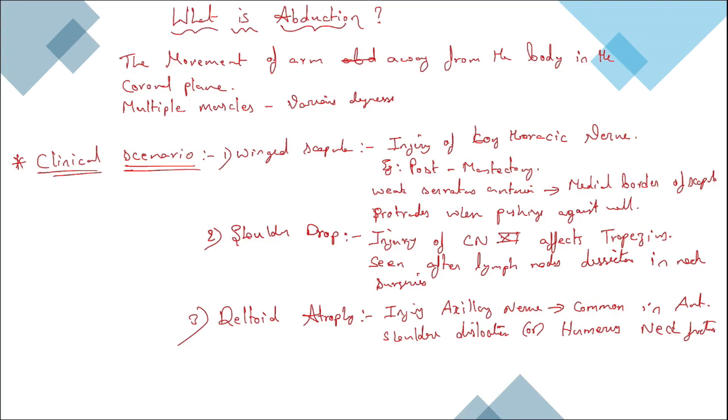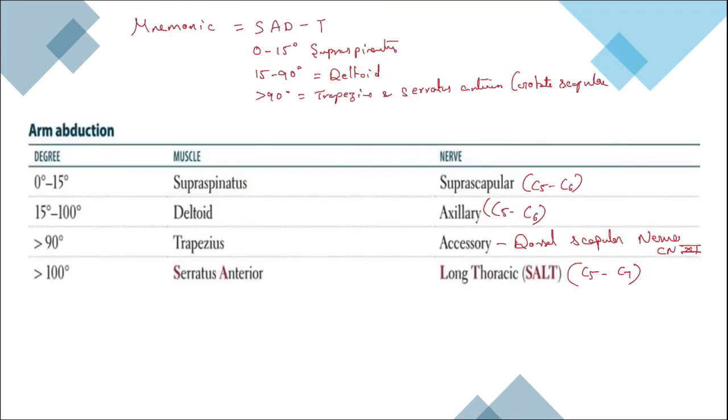In this episode, we discussed what arm abduction is. In conclusion, and in this summary, arm abduction involves a beautiful coordination between muscles and nerves. Understanding this not only helps with diagnosis in trauma or nerve injury, but also enhances clinical reasoning. So we discussed what arm abduction is, and some case scenarios and some degrees, muscle and innervation.